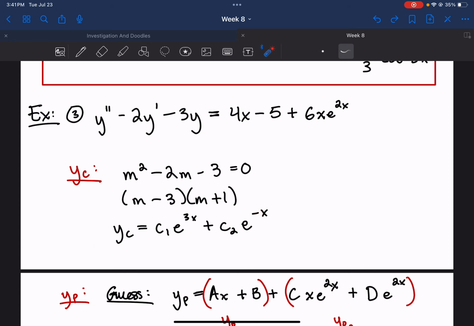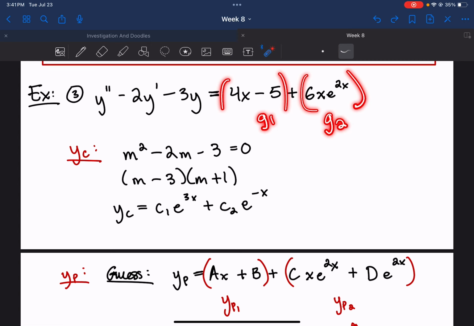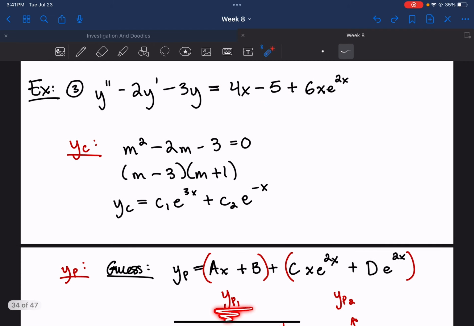Notice how there are no e to the 2x's hanging out over here. e to the 3x and e to the negative x, that's good. Now my guess for my particular solution, this is kind of like a combo g of x. This is like g1, this is like g2. I need to use superposition to pick these separately to find my big yp. So my first yp guess is going to be a linear equation bit, just like this bit. This matches this.